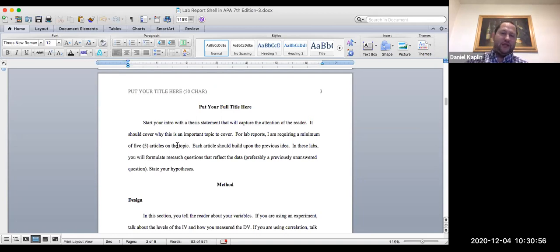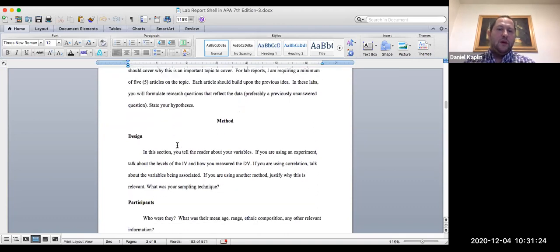Then you're going to talk about the gaps in the research, which are referred to as previously unanswered questions. And then you're going to have your null hypothesis and your research hypothesis for each of your research questions. Depending on the class, it might look different, but in research methods and experimental, I'm asking you to have 3 research questions, and each of them has a null hypothesis. Each of them has an alternative hypothesis or research hypothesis.